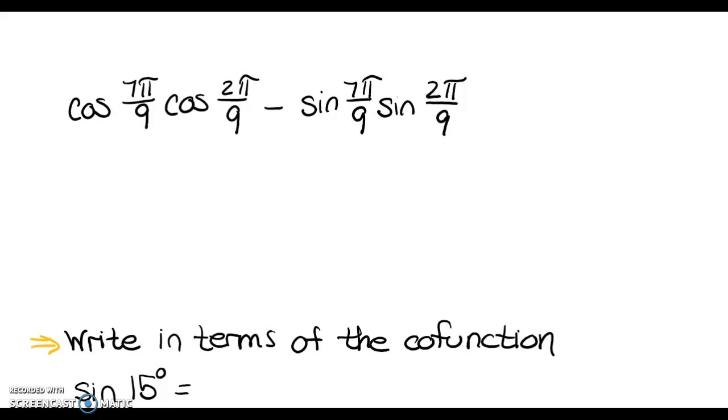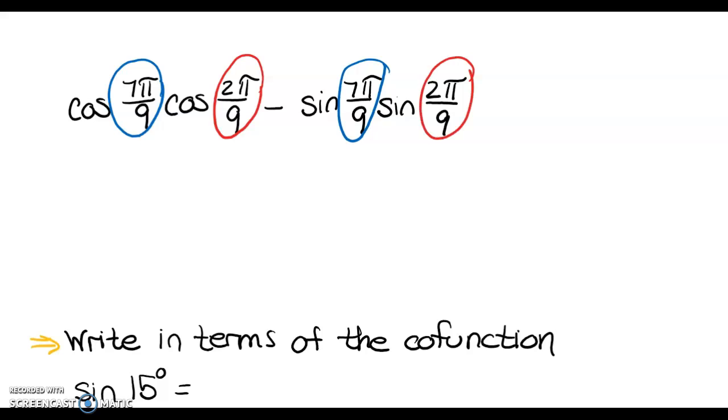This is part 2 of the video where we're talking about the sum and difference of cosine angles. All right, so we were on this last problem in this one particular section, and I want you to notice that it's the cosine of 7 pi over 9 times the cosine of 2 pi over 9 minus the sine of 7 pi over 9 sine 2 pi over 9. And I'm going to circle these angles right here. These two angles are identical.